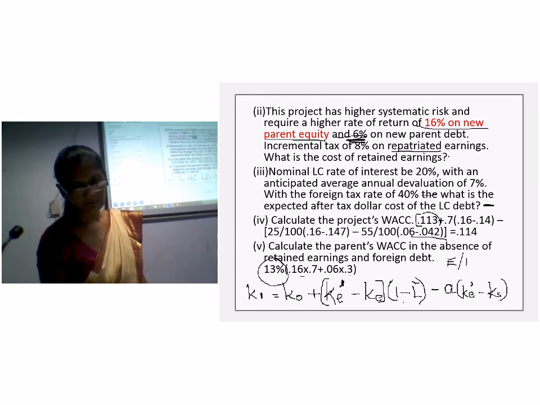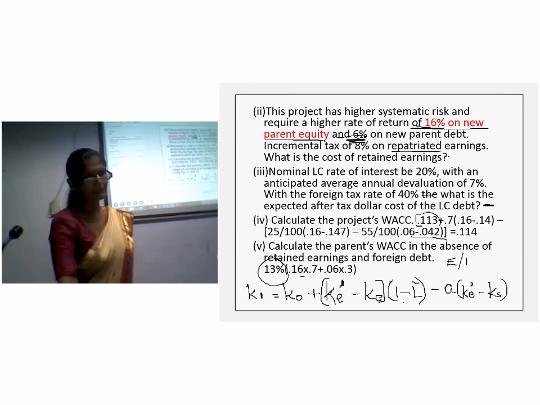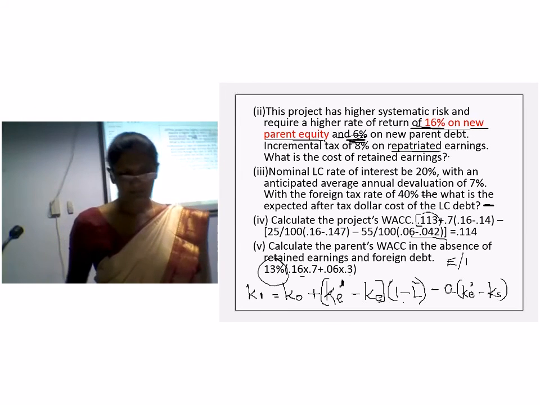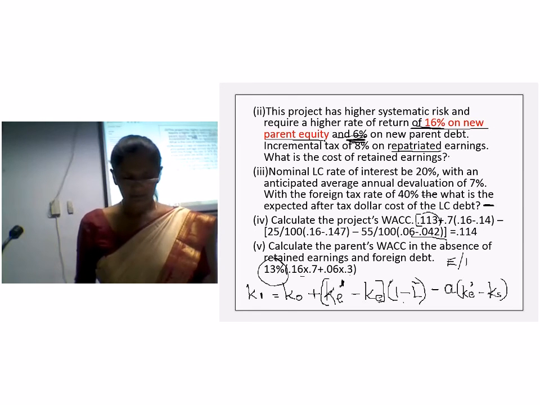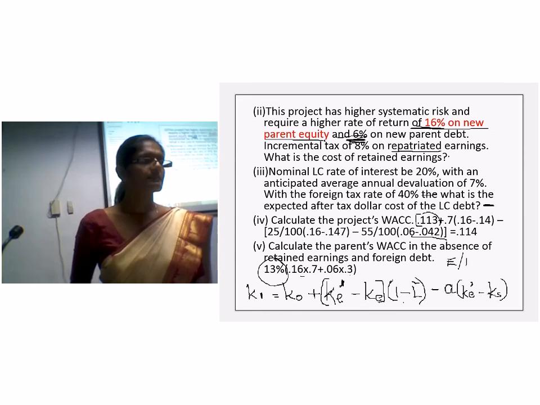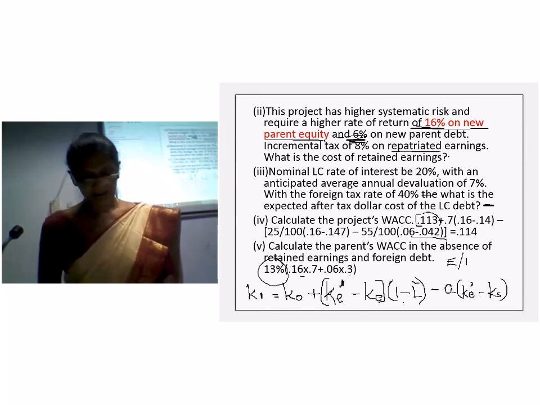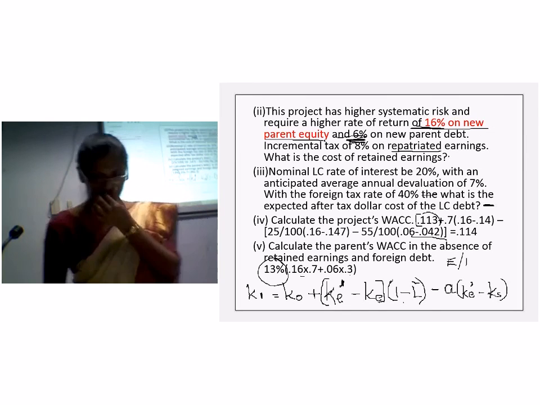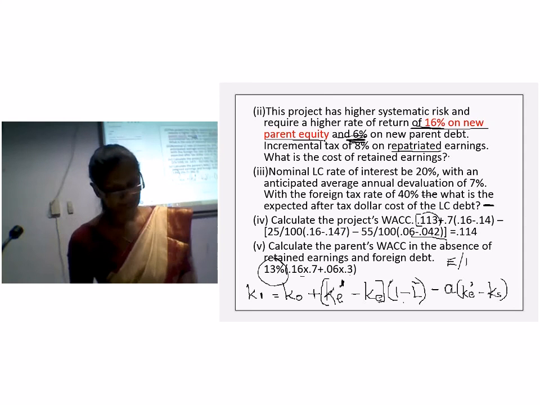If there is no foreign debt or retained earnings, we have to take the new cost of equity and cost of debt times the parent's old debt to equity ratio, which is 70 to 30. Equity is 70, debt is 30. So in the absence of retained earnings and debt capital, the parent's WACC is 13%. All right. Any question?